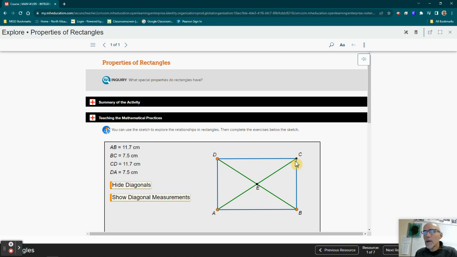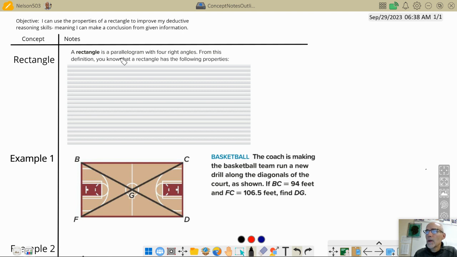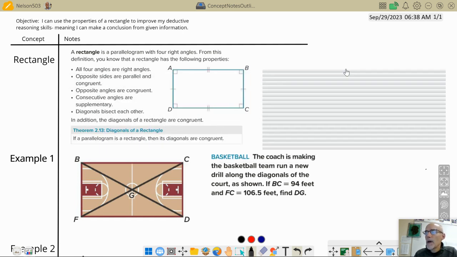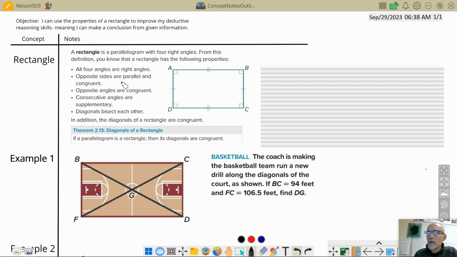And you might be saying, well, wait, it's a rectangle, Nelson. So of course, they're all 90 degrees. And that's really the definition of a rectangle, that you have a parallelogram with 4 right angles. So a rectangle is a parallelogram with 4 right angles. From this definition, we get the same properties that we had with a parallelogram, like opposite sides are parallel, opposite angles are congruent, consecutive angles are supplementary. That one kind of catches us off guard a little bit. The diagonals bisect each other. And there's one new one down here where it says, if you have a parallelogram that's a rectangle, then its diagonals are congruent.